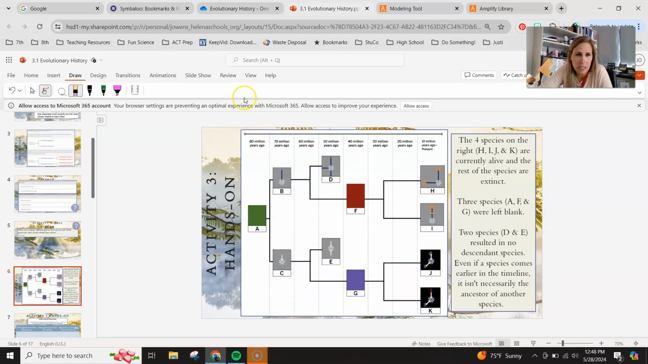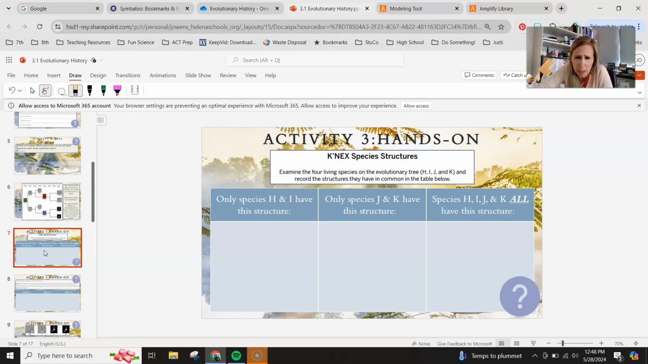Okay, 3 species, A, F, and G, were blank. So these are my solid colors right here. A, F, and G are all blank. You are going to be figuring out what those species might have looked like. And then finally, 2 species, in this case D and E. So here's D, here's E. Resulted in no descendant species, so we don't have any branching coming off of those, okay? Even if a species comes earlier in the timeline, it isn't necessarily the ancestor of another species, okay? So that is what you need to remember going forward with this little family tree, okay?